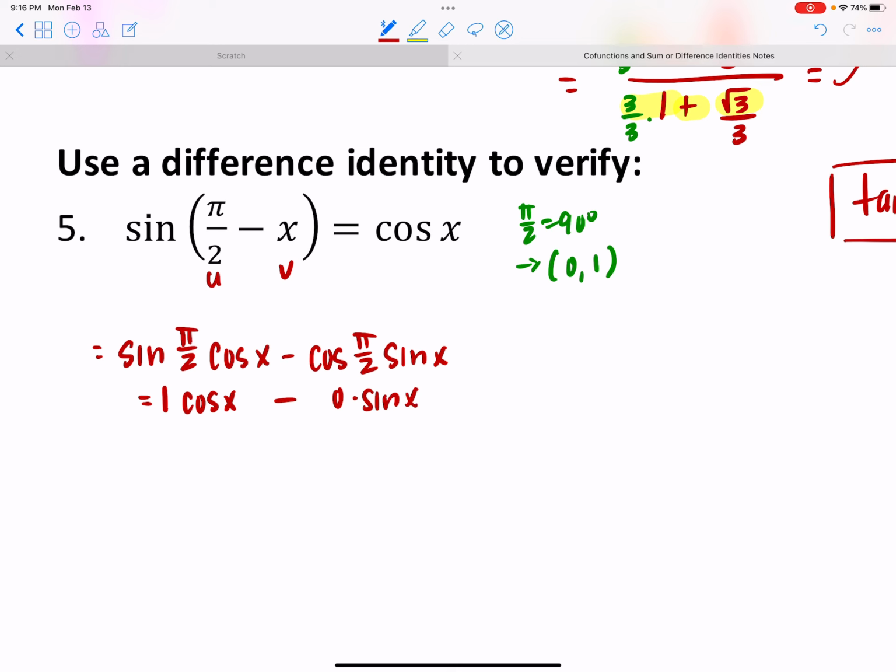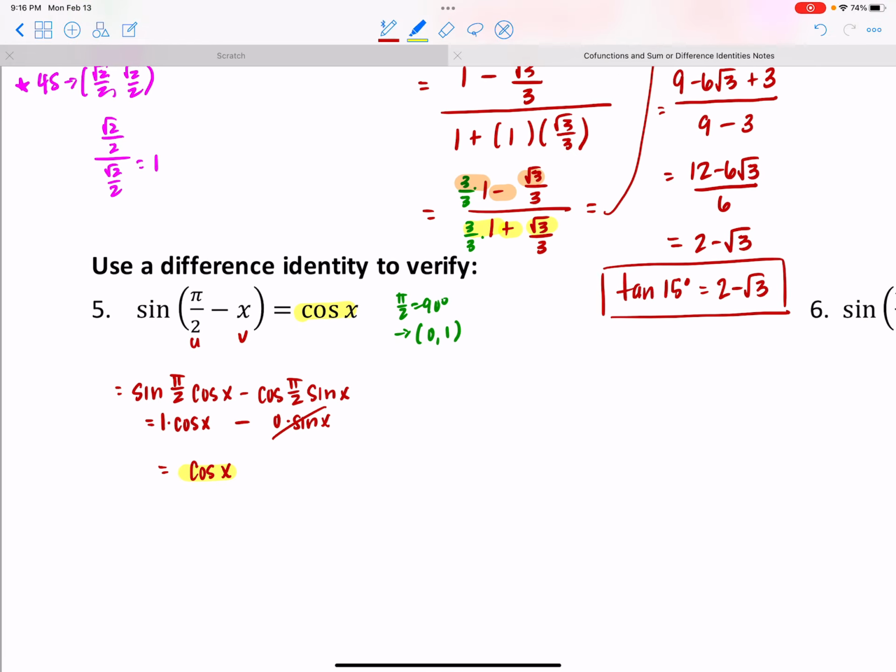Well, multiplying by 0 means that's going to cancel. So I'm just left with 1 times the cosine of x, which is the cosine of x. So we have verified using our difference identity one of our cofunction identities. Kind of cool in a nerdy, if you like math kind of way. Alright, let's try another one.